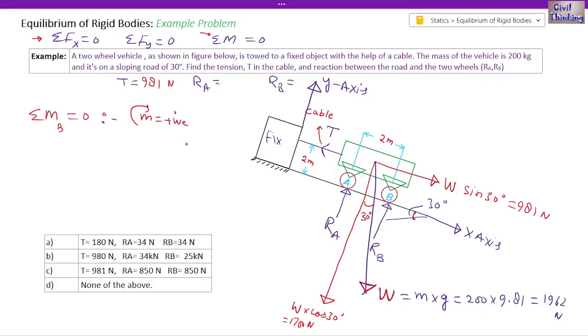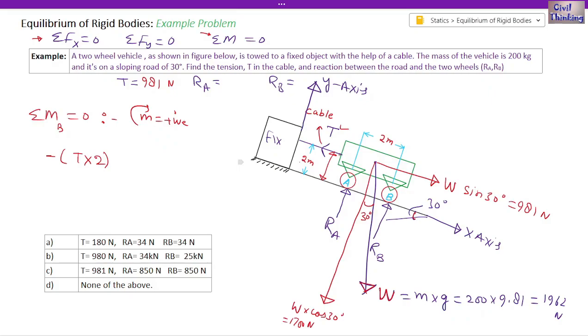Now at point B, these are all the forces. T is going to exert an anti-clockwise moment at point B like this. So I will choose negative here. T multiplied by, how far is T normally from point B? It is this distance, 2 meters. T is this, and this is point B, so the normal distance is this, 2 meters.